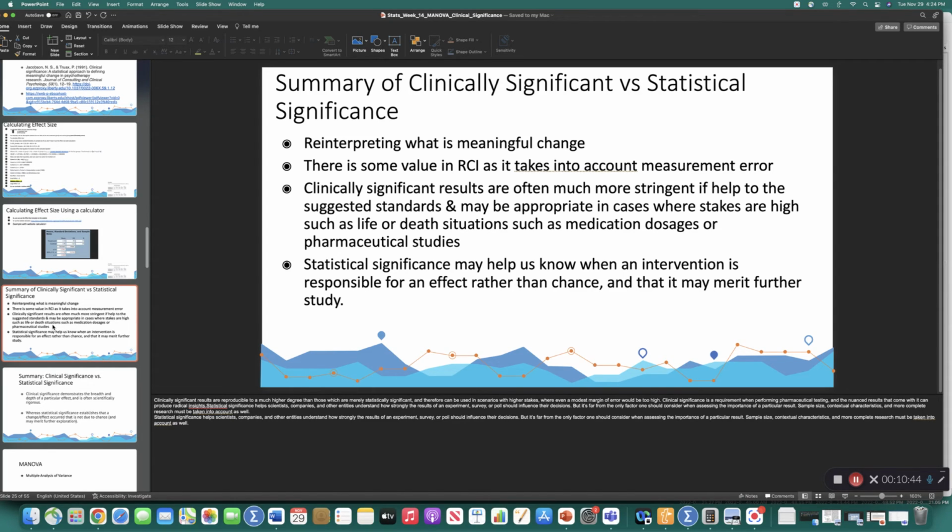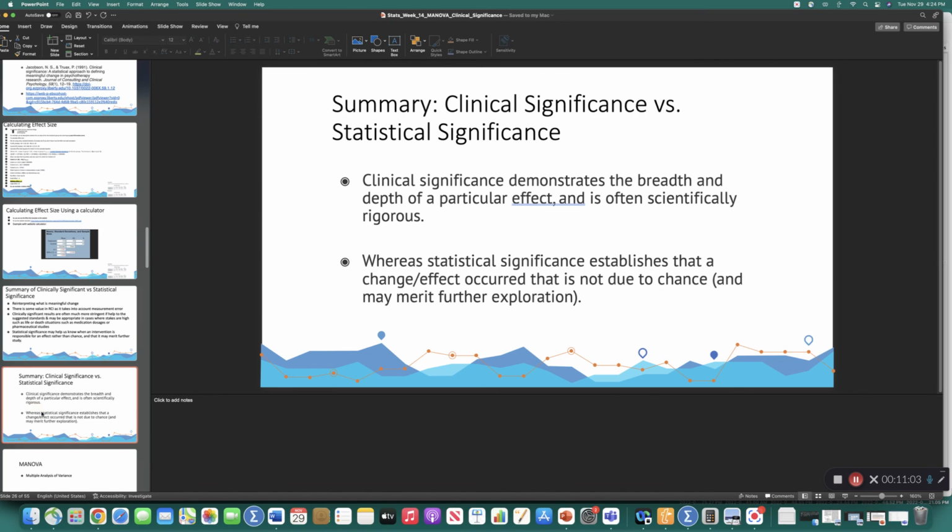Statistical significance is certainly a good starting point. It may help us know when an intervention is responsible for an effect rather than chance, and that intervention may merit further study, but it's certainly not the end of the discussion. It may just be a starting point for that discussion. I hope that this gives you some concepts to contemplate as you continue your research.